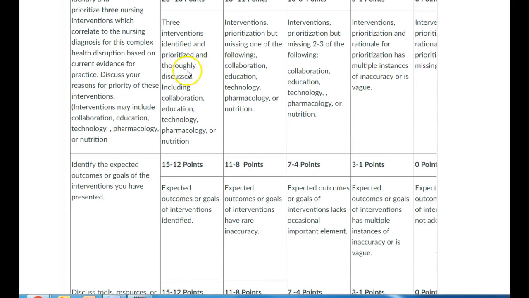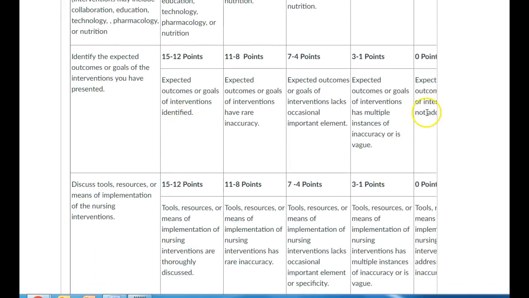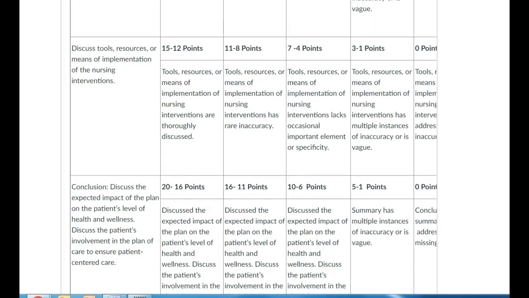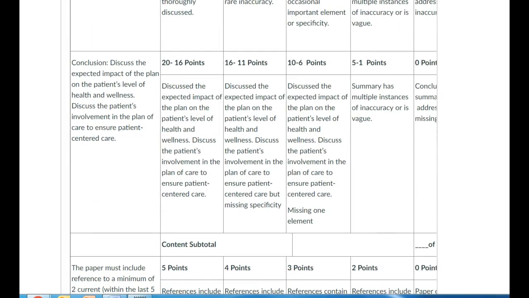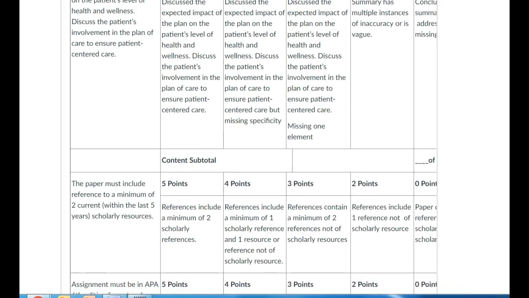And this one, you'll be picking the 3 interventions that correlate to the nursing process. And again, here's all your pieces. Discuss your reason for these priorities, and interventions should include aspects of this. So collaboration, education, technology, pharmacology, or nutrition. You want to identify your expected outcomes or goals. And there should be one for each nursing intervention, nursing diagnosis. What did you use to accomplish this goal? And then your conclusion, what was the impact of your plan, and what would your patient's involvement be in this plan of care? So making sure you're including all this information on your PowerPoint.